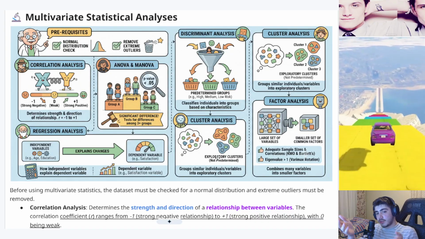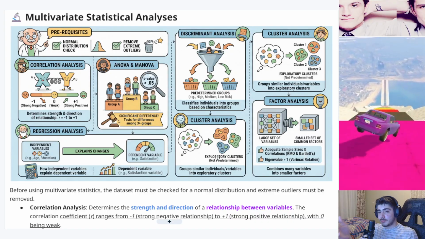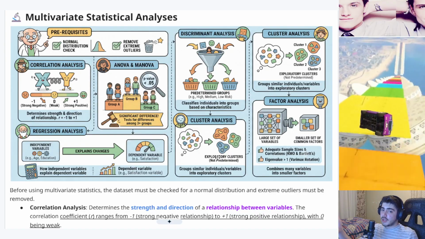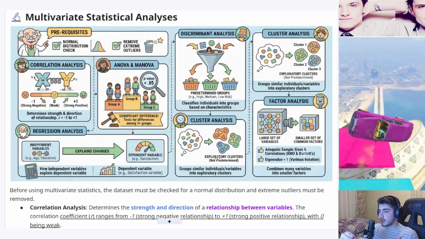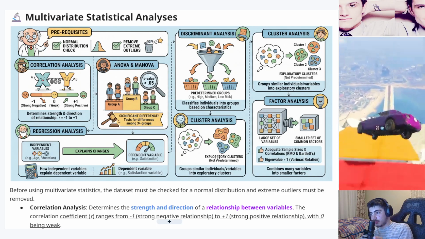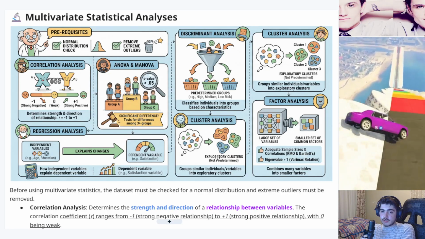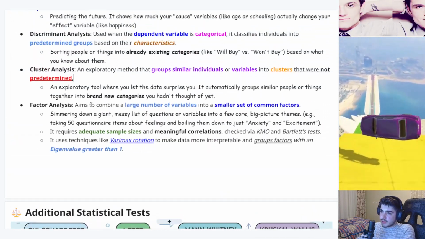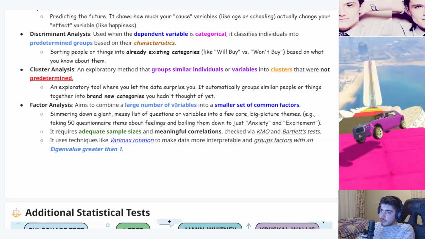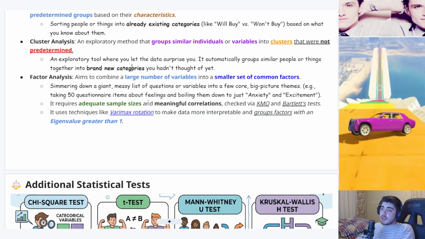So things that are linked but are automatically occurring. The program gives you cluster 1, cluster 2, cluster 3, and then you name them into whatever you deem fit. Let me see if there's anything else. Brand new categories you hadn't thought of yet. Yes.